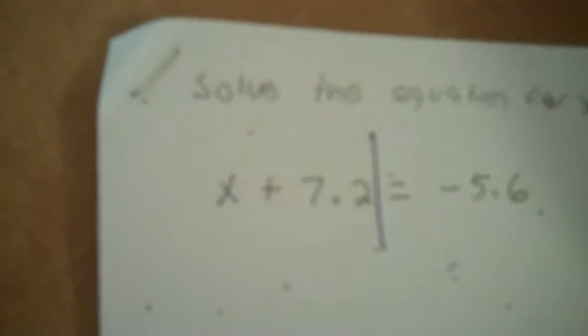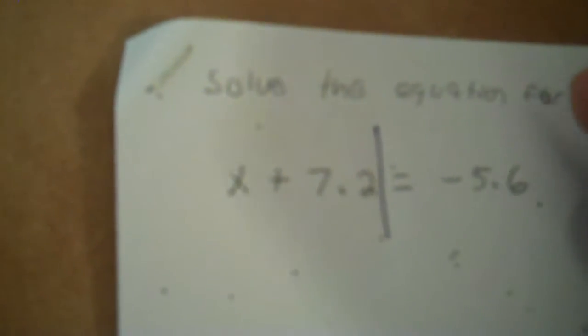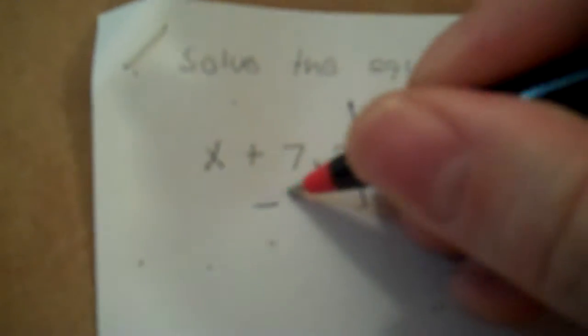Okay, we're starting our final review. Solve the equation for x. Okay, so you make a wall. What is your only one operation? It's a plus, so you take it out by subtracting it. Okay, no multiplying, no dividing.